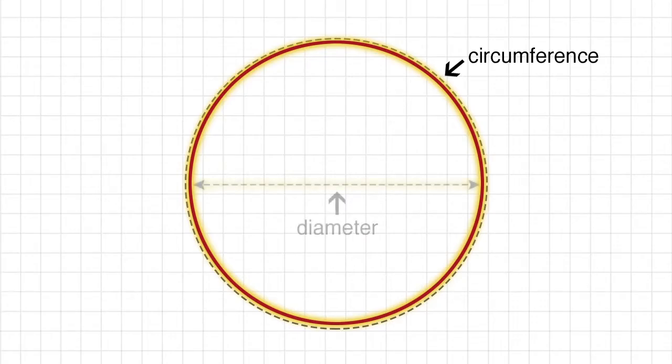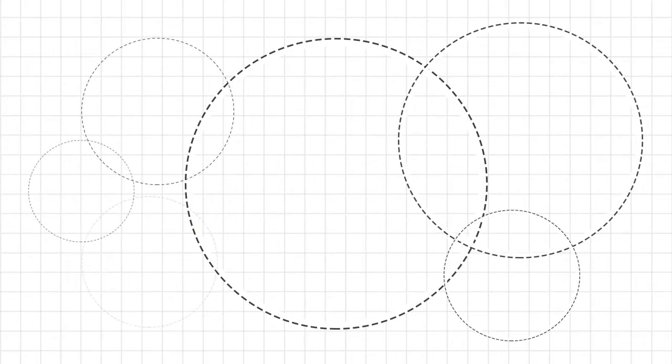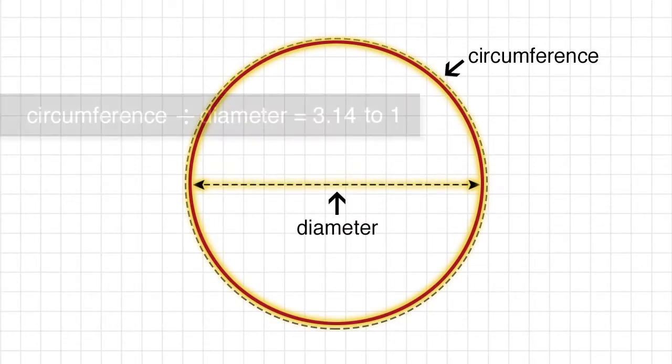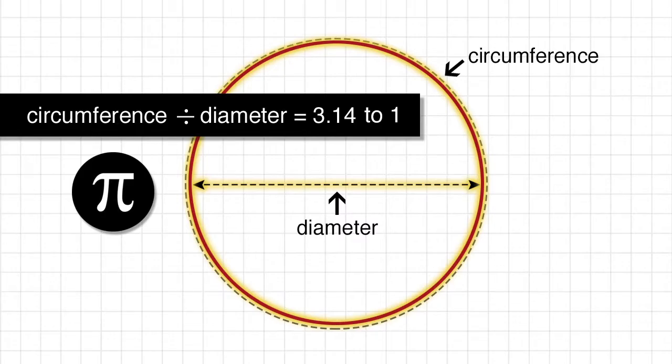Two basic dimensions of a circle are its circumference and its diameter. Whatever the size of the circle, these two quantities always have the same ratio. If you divide the circumference by the diameter, you get a ratio of about 3.14 to 1, which is the famous number pi.